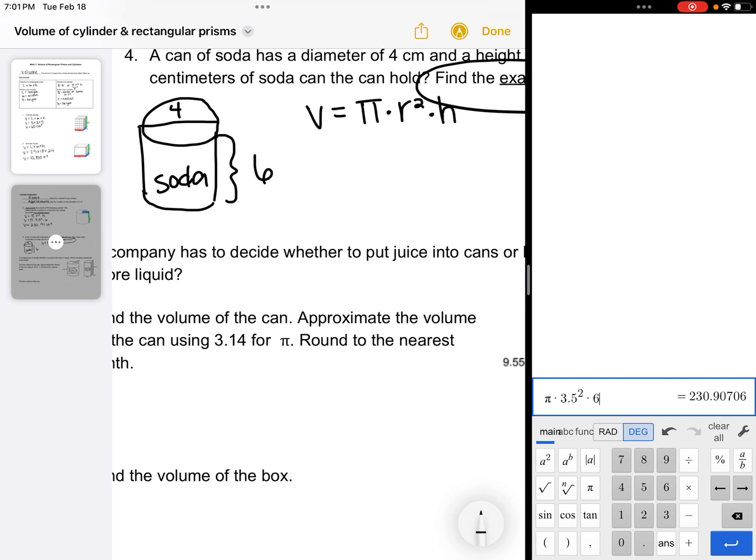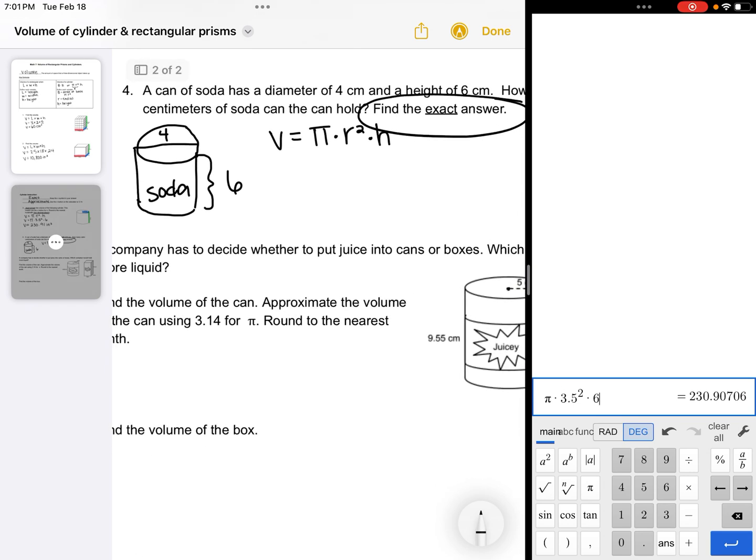In my original problem, it did not give me the radius, so I need to use the information given to find the radius. I know that half of the diameter is my radius, so I need to think to myself, what is 4 divided by 2, or half of 4? 4 divided by 2 would give me 2 as my radius. So I'm going to write this down below. Radius equals 2.